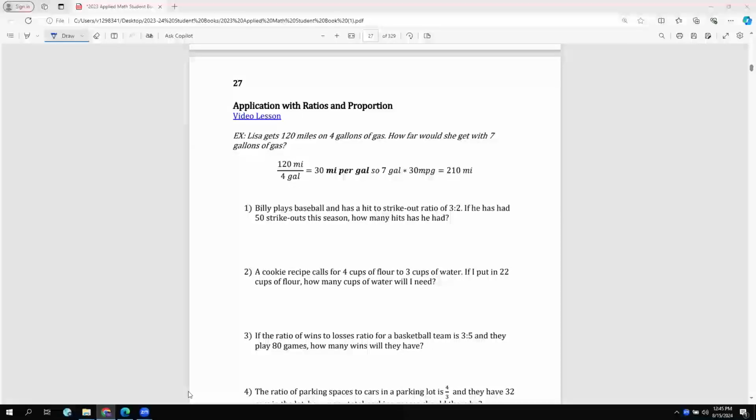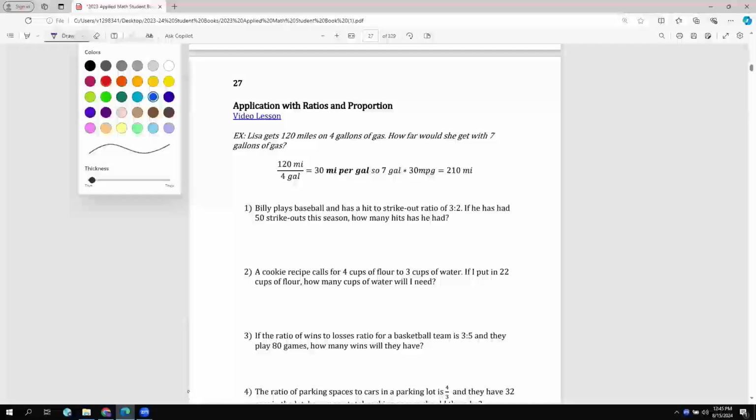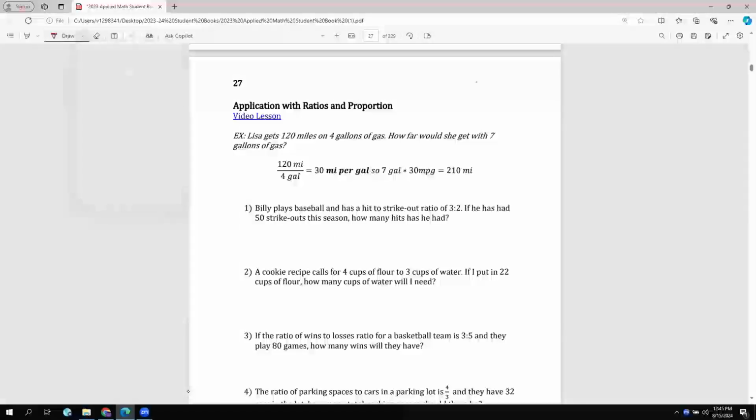Application with ratios and proportions. Okay, so here we go. This is where you're truly going to start doing some math. When we were talking in the previous video, it was just building these ratios. And now what we're going to start doing is actually working with them to solve math problems.